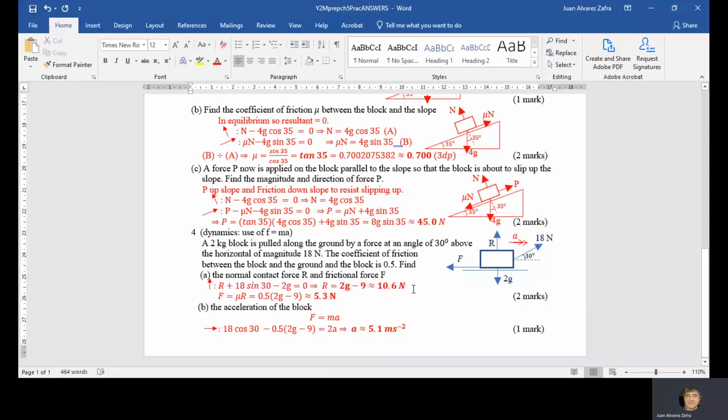which is about 10.6 newtons. And so the frictional force, because we know the coefficient of friction is 0.5, is going to be half of that, which is going to be about 5.3 newtons.